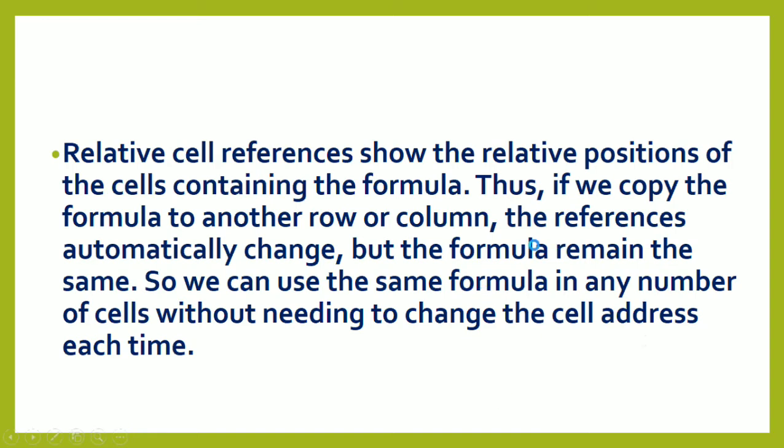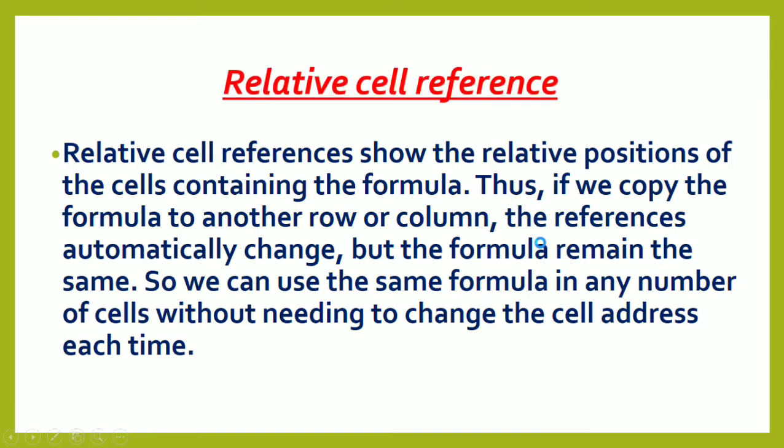Now we will discuss the first cell reference, that is the relative cell reference. It is also known as the default cell reference. Relative cell reference shows the relative position of the cell containing the formula. Thus, if we copy the formula to another row or column, the reference automatically changes, but the formula remains the same. So we can use the same formula in any number of cells without needing to change the cell address each time. Let's see practically how we will do this.